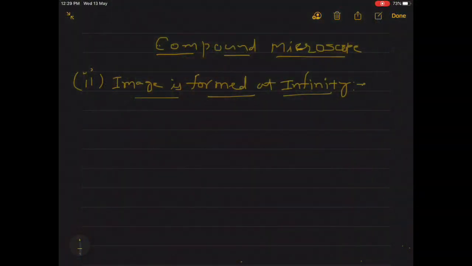Dear learners, today we will talk about the second case of image formation by compound microscope, and that is image is formed at infinity. So again we have to use the ray diagram of image formation. This is the object lens and this one is eye lens.